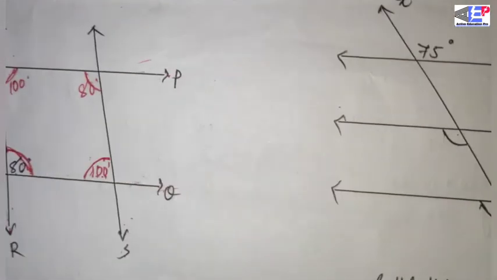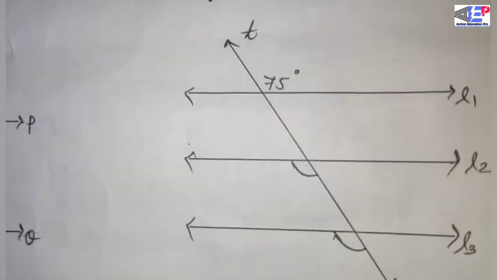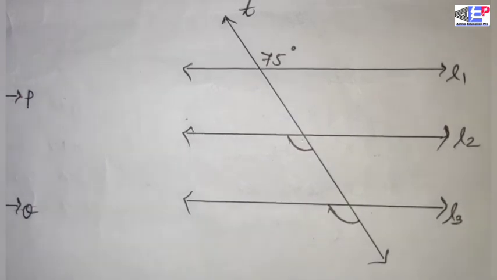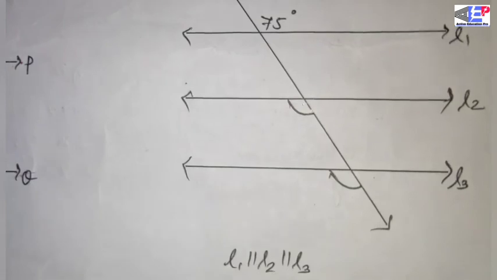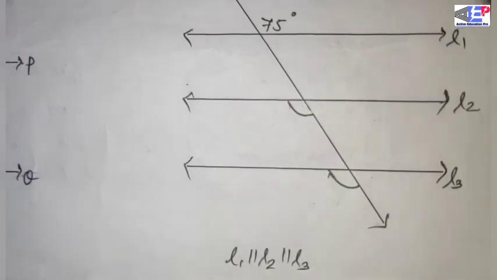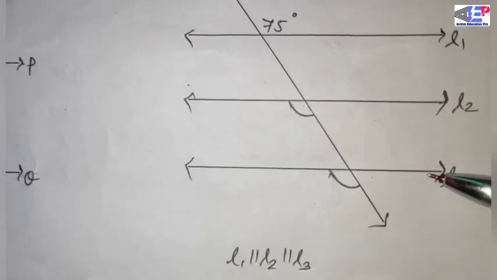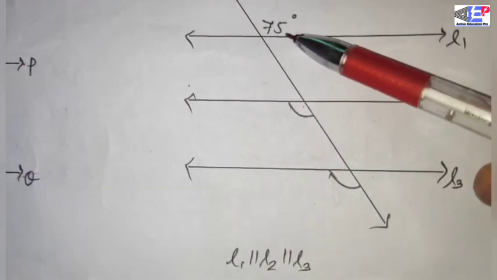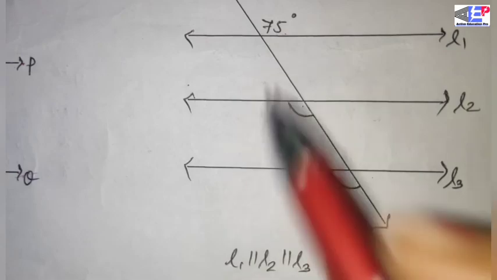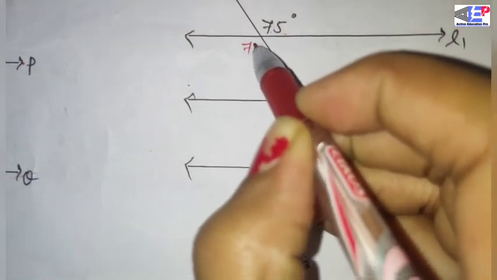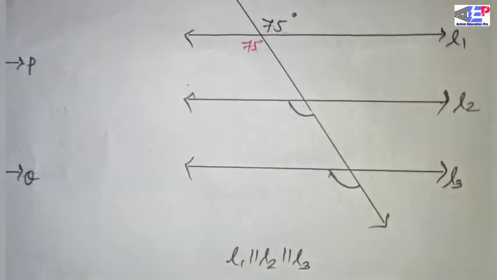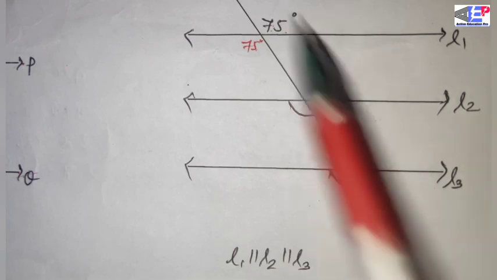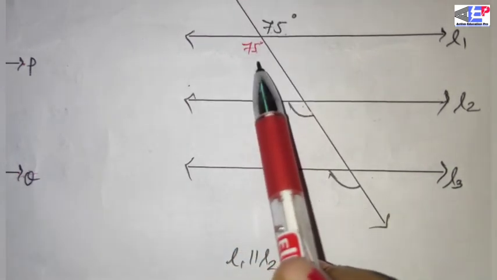Then move on to the last one. This is the last one. This question is exceptional because it consists of three parallel lines. Here L1 is parallel to L2 parallel to L3. Now the question is to first find this marked angle, and one angle is given to us. This is 75 degrees, and this is also 75 degrees because these are vertically opposite angles. This is 75 and also this is 75.